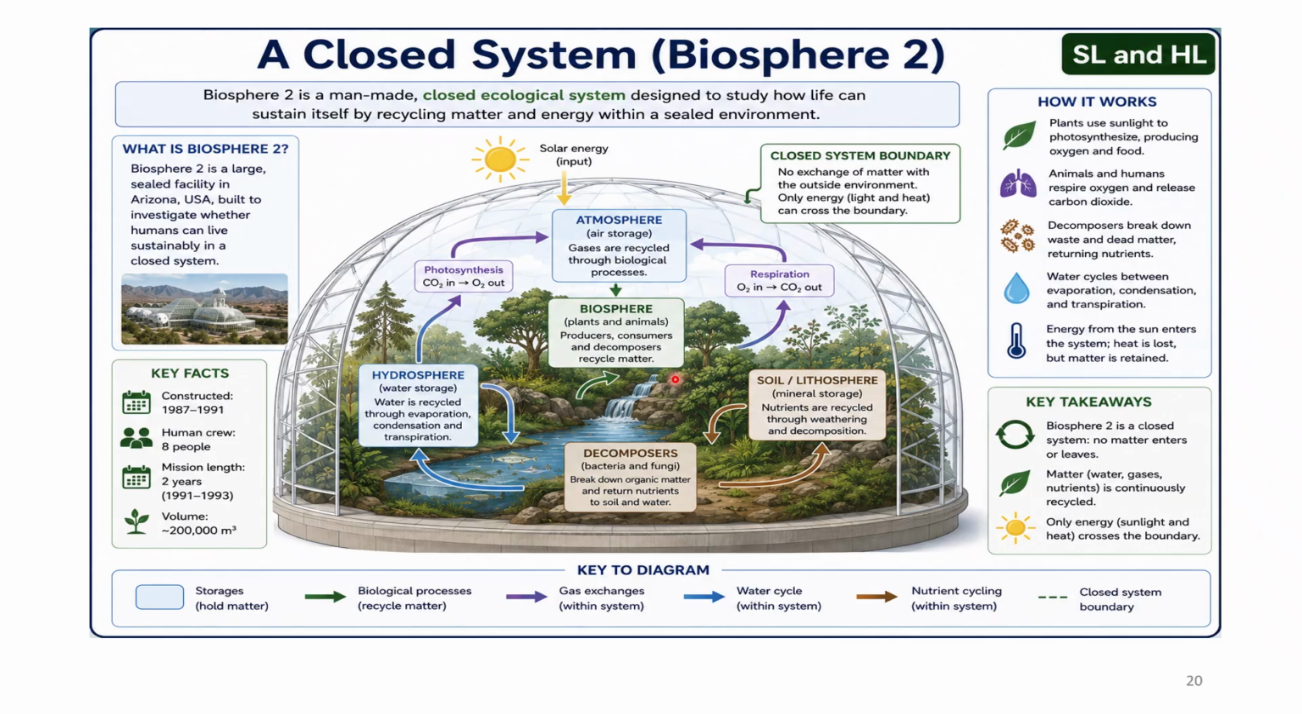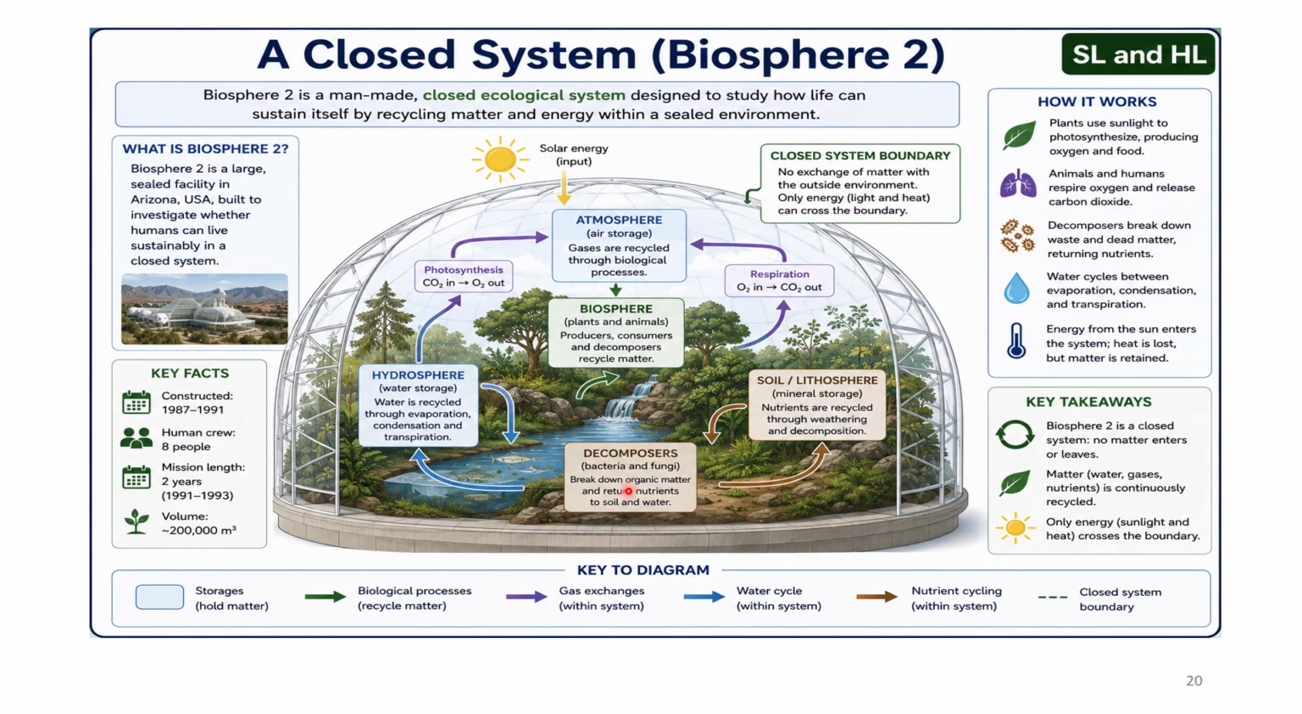Within the system, plants perform photosynthesis, using carbon dioxide, water, and sunlight to produce oxygen and organic matter. Animals and humans carry out respiration, returning carbon dioxide to the atmosphere. Water continuously cycles through evaporation, condensation, transpiration, and precipitation, while decomposers break down waste and dead organisms, returning nutrients to the soil. These nutrient cycles allow matter to be reused rather than replaced.